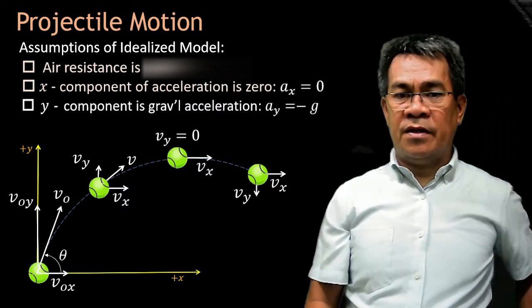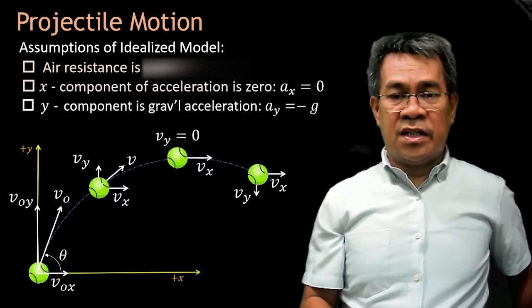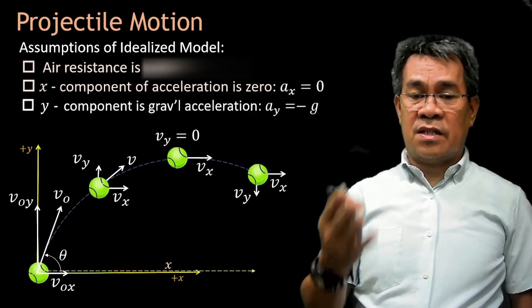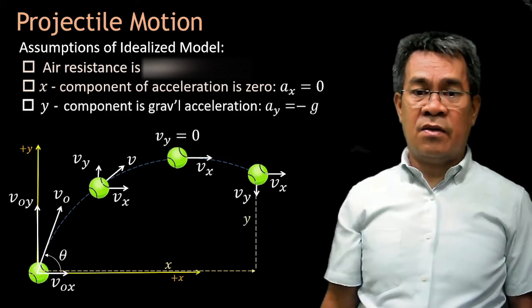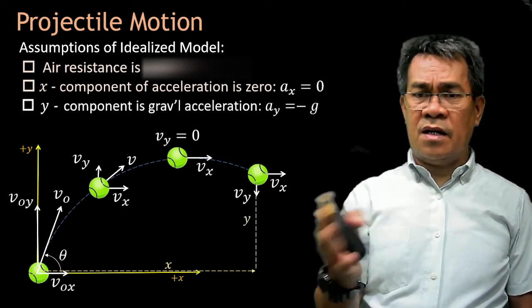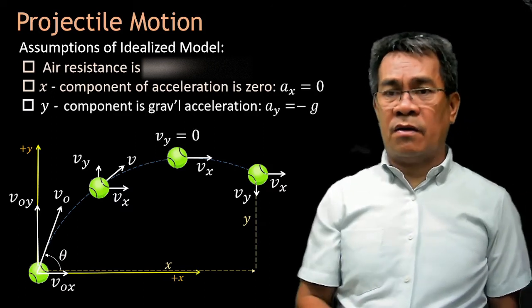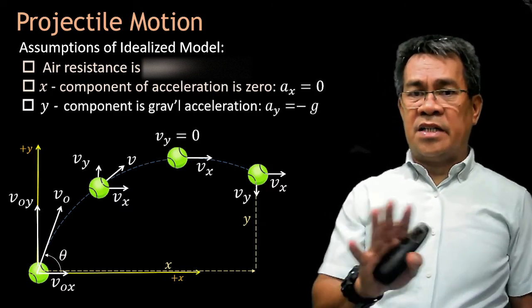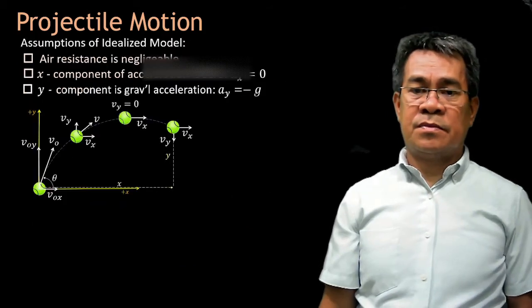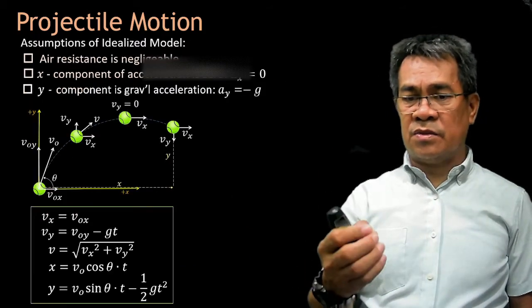Okay, so therefore we can solve again the final velocity at that point, and also we can locate the position x and y. So this is the principle of the idealized model for projectile motion. So we can use the formula, so do not forget the formula.